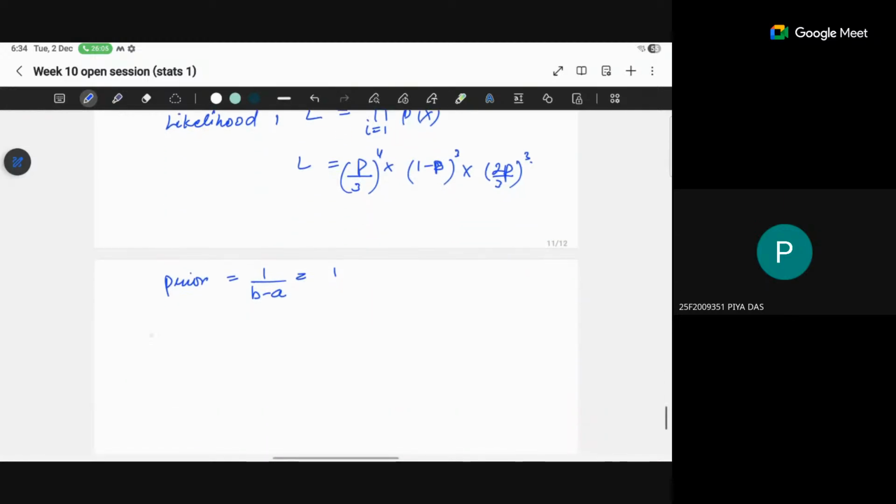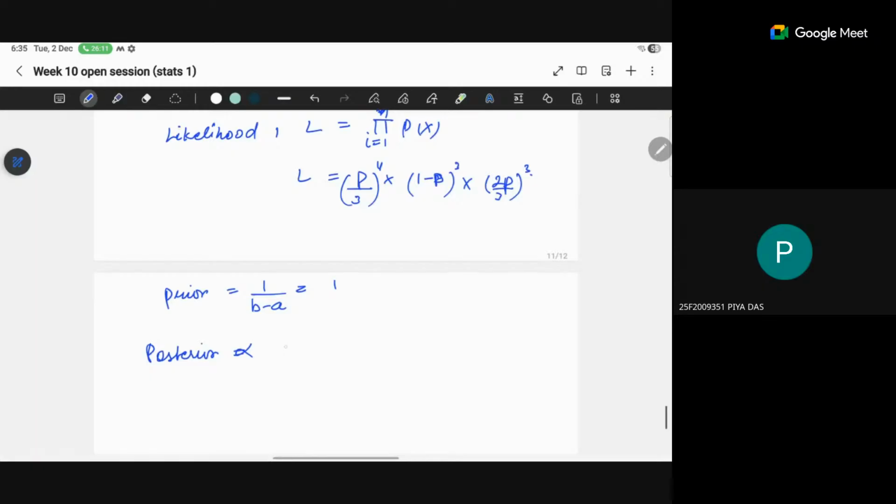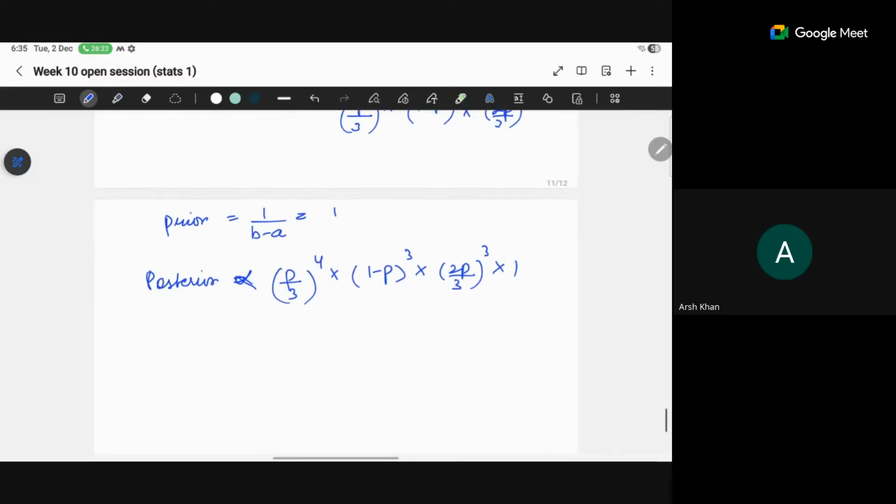Okay. So now what will be my posterior here? Sorry, this will be (p/3)^4 into (1 - p)^3 into (2p/3)^3 into 1. So if you see here, there is a proportionality sign. So all of these constant terms, I can just remove. So I can write this as p^4 into (1 - p)^3 into (2p)^3. Is this step clear? Yes. To everyone? Is it fine? Yes? Okay.